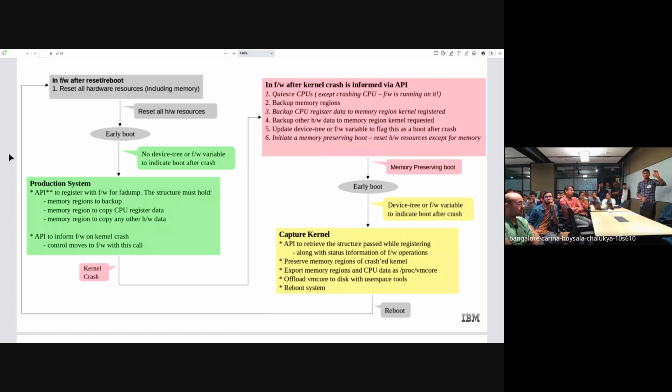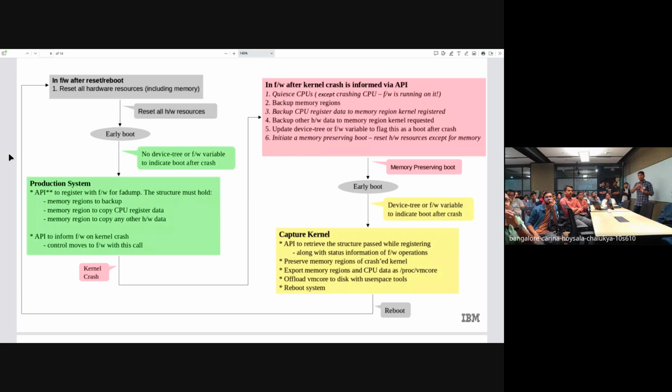What happens? In the first kernel, we start at the top left box there, in which firmware has reset everything. This includes memory also, and it boots the kernel. Now, the green box that you see there is something we need your platform or other architecture to implement. So there should be two APIs for FADM to work. First was registering with the firmware, right? Like if a crash happens, take care of the flow. So first is in that green box.